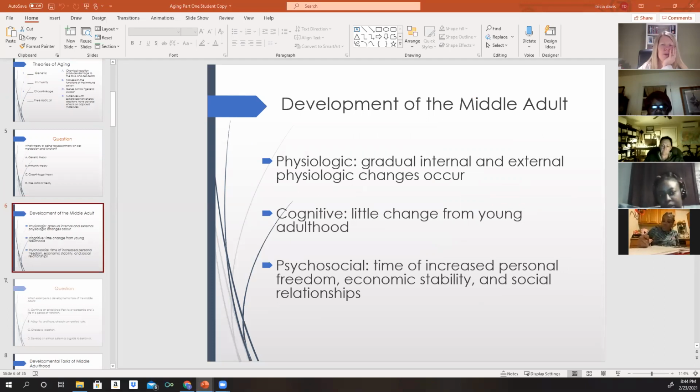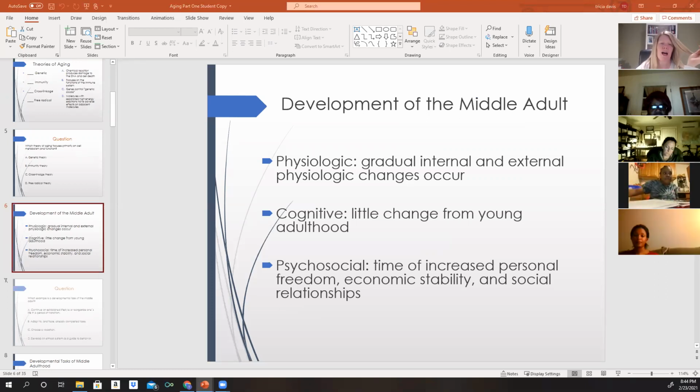So the development of the middle adult. We have all kinds of changes: physiologic, cognitive, psychosocial. For physiologic, the middle adult years are usually between the ages of 40 and 65. What we're seeing now is that the average lifespan has increased. So most people in this middle age group consider themselves young compared to the older population, because now our older population is in their 90s and 80s. So yeah, at 50, we feel young.